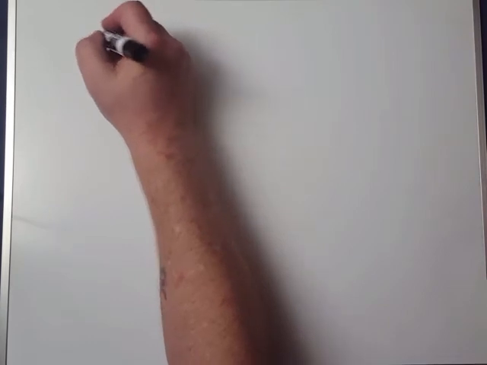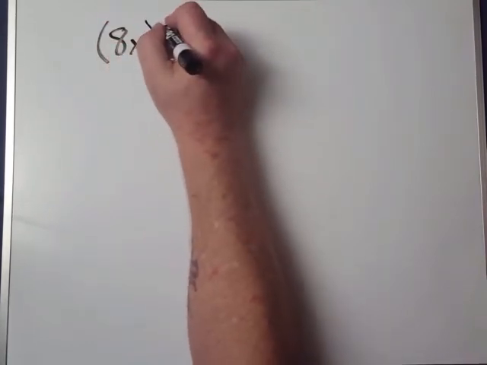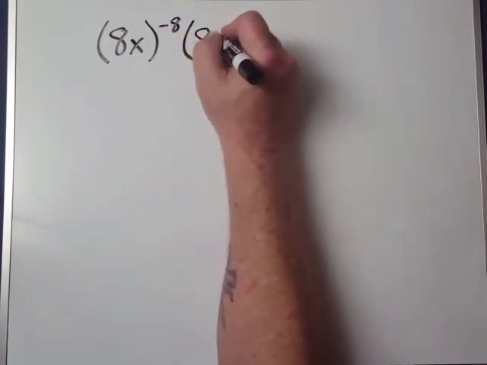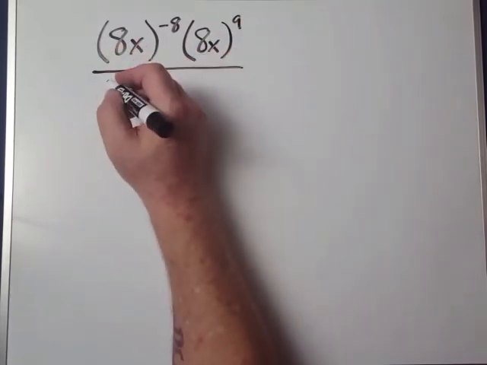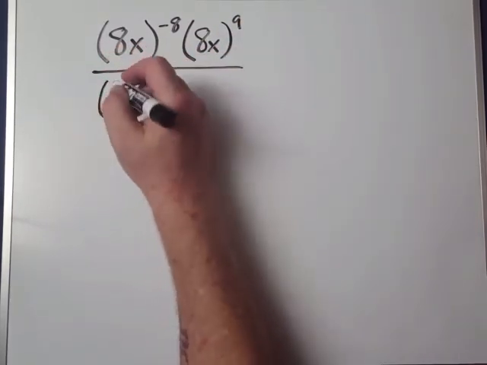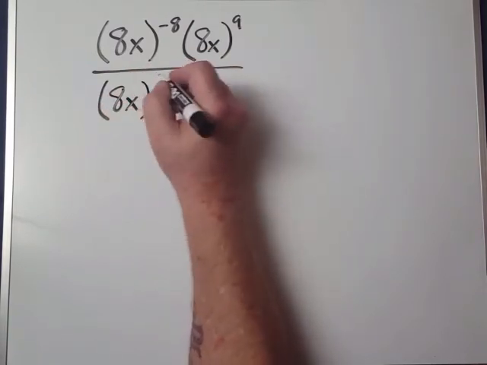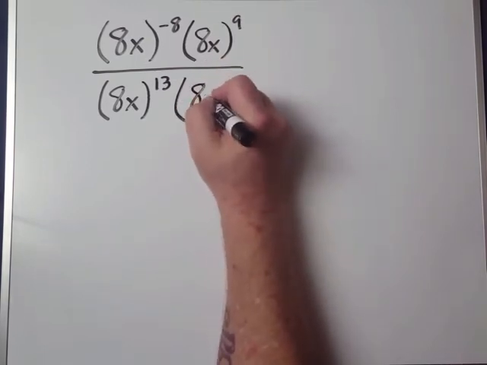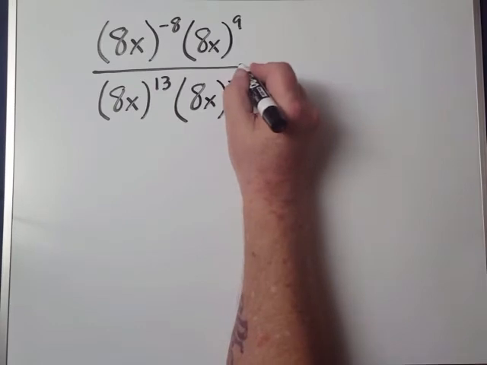Number 86. Now, as I look at number 86, I will tell you this right now. There is absolutely no way that I'm going to consider distributing these powers into the parentheses. There's nothing wrong with it, but my goodness, what a mess that would make.